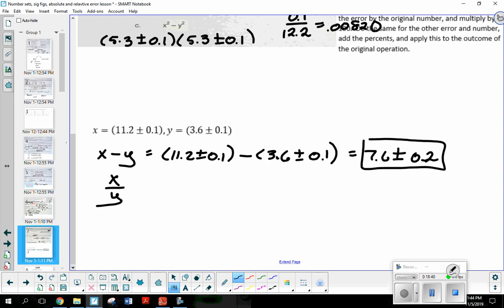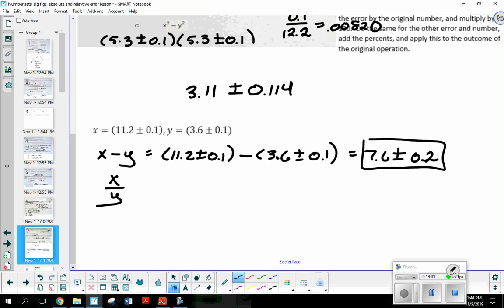All right. Okay, let's come back together. Now, here's what I got. Let's see if everybody matches up. X divided by Y, I got 3.11 plus or minus 0.114. How many people matched up with what I got? Okay, that's not bad. There's several hands going up, but let's talk about it.